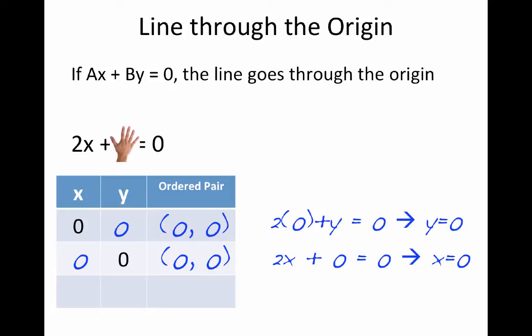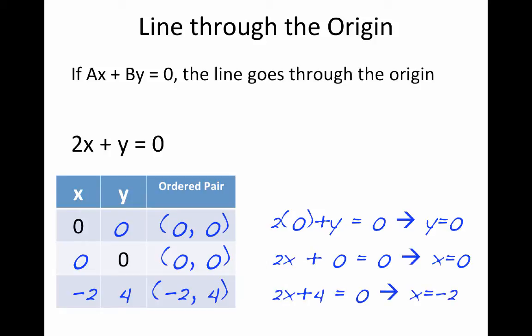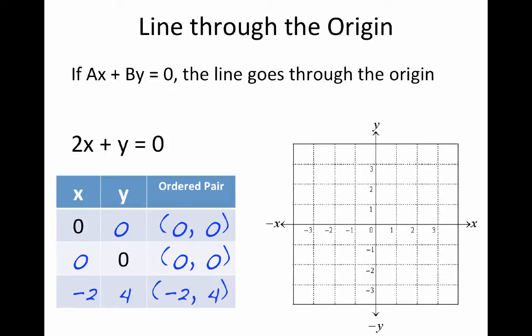I'll pick the value y is equal to 4. When I do the math, I learn that x is equal to -2. So I've got another point, the ordered pair -2 and 4. Go ahead and graph those points. When x is 0, y is 0. When x is -2, y is 4. I've got 2 points. I can graph the equation of the line. The line shows the graph of the equation 2x plus y is equal to 0. And any point on that line is a solution to the equation 2x plus y equals 0.